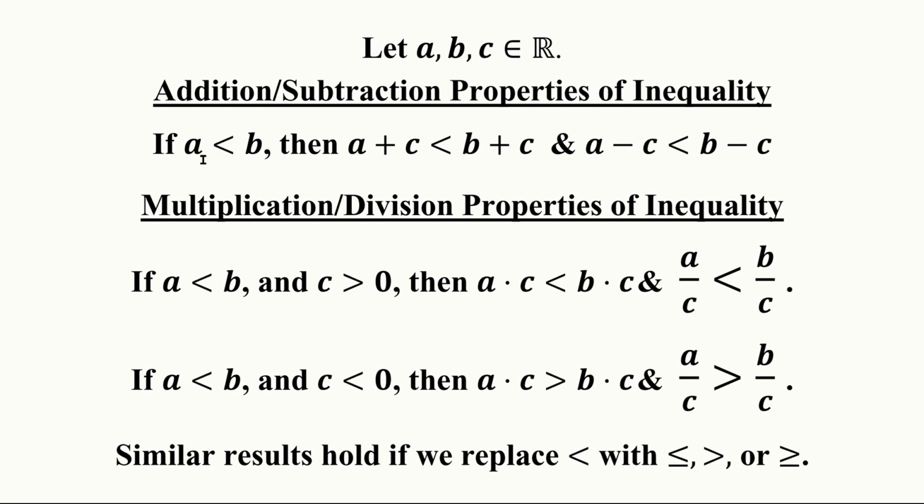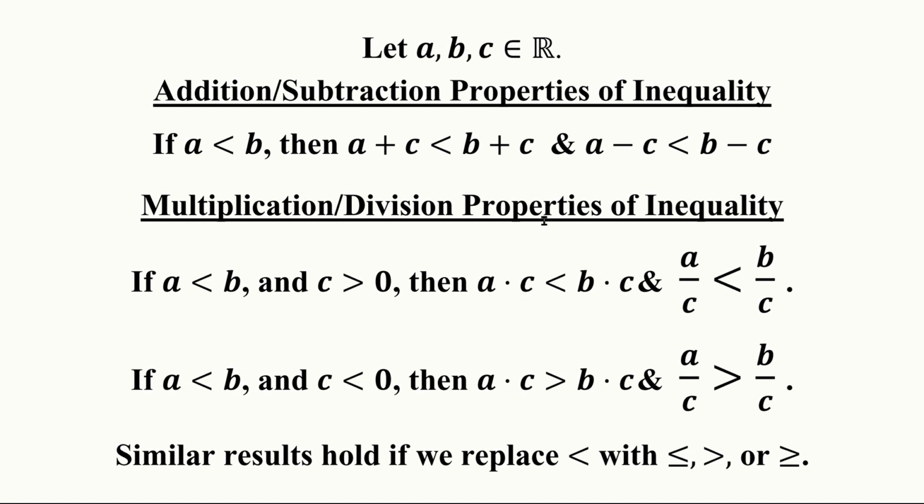If you have an inequality like A less than B, then you can go ahead and add the same quantity to both sides, and that will preserve the direction of the inequality. And the same goes for subtraction. If you have an inequality like A less than B, you can go ahead and subtract the same amount from both sides and preserve the direction of the inequality.